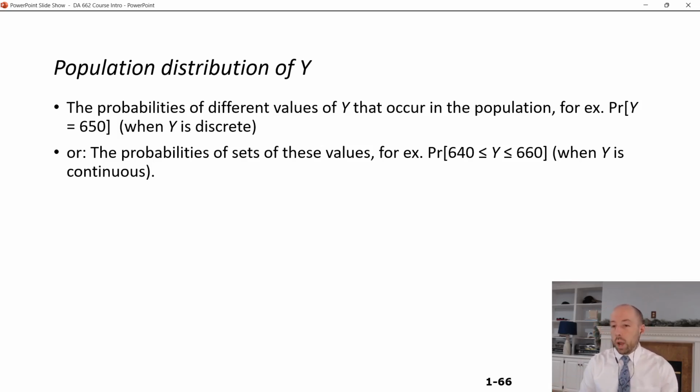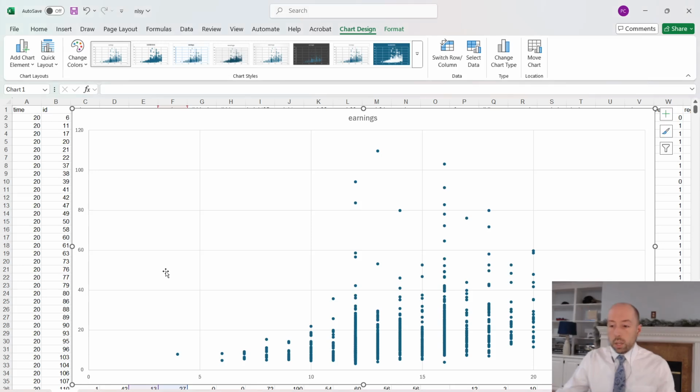Population distribution of y, the probabilities of different values of y that occur in the population. You saw a scatter plot, and you saw the relative frequency of points on the scatter plot to the left, to the right, further to the left, and further to the right. We saw a histogram in the previous video, and a histogram is a good shape that tells you there are more of these observations and there are more of those observations. Or in this case, there are more observations down here where I see that people have relatively low dollars per hour for their earnings, and there are fewer observations up here where I see that few people have relatively high dollars per hour for their earnings.